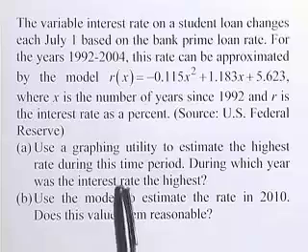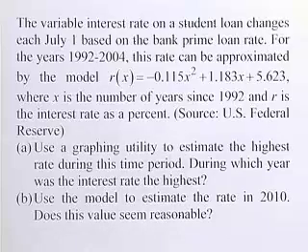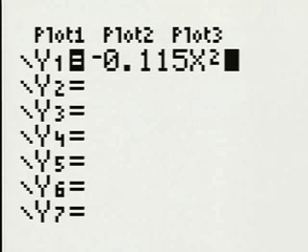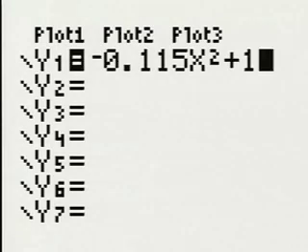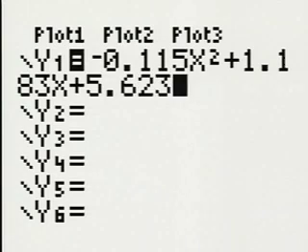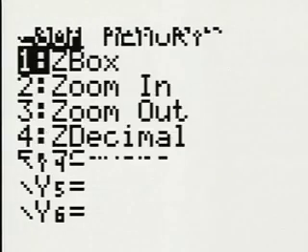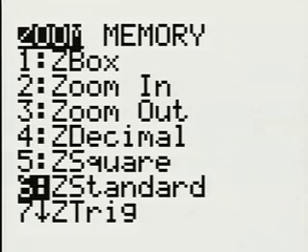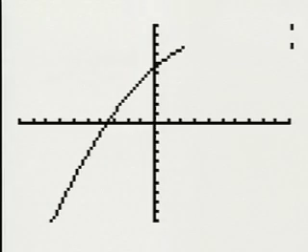So to begin with, we need to enter our model into our graphing calculator in Y1. So we'll go to our Y equal to screen and we'll enter negative 0.115x squared plus 1.183x plus 5.623. And we need to graph that. Let's go ahead and start with a standard window just to get an idea of what's going on.